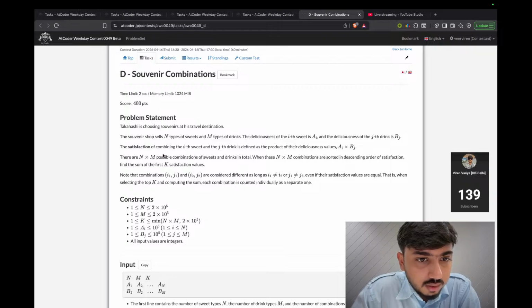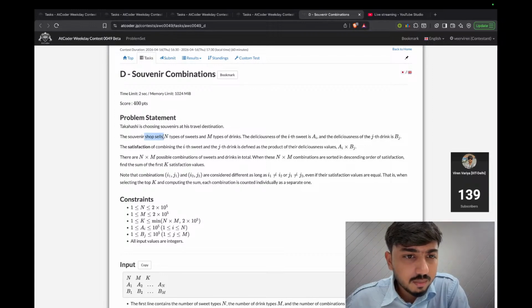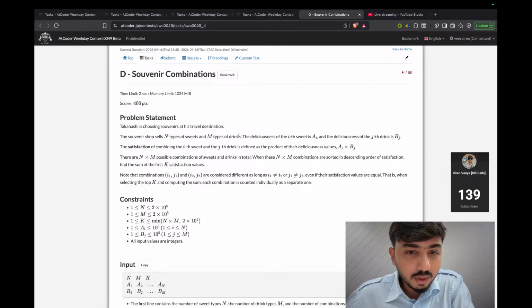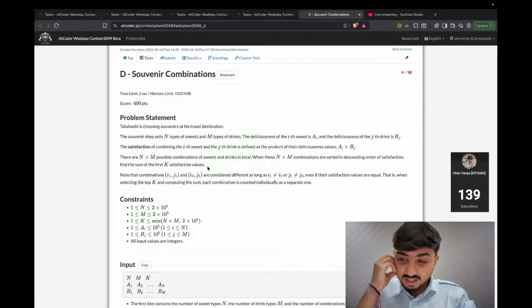Prakash is choosing sorbets at his travel destination. The shop sells N types of sweets and M types of drinks. The deliciousness of the i-th sweet is ai. The satisfaction of combining them, there are these combinations. You have to find the sum of the satisfaction. Can we do this in 10 minutes?